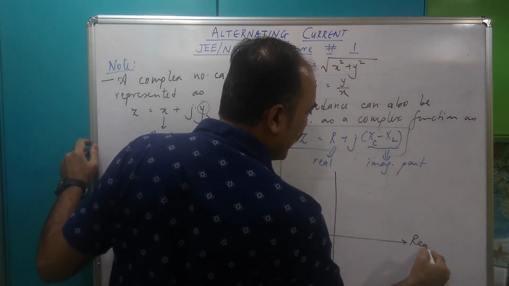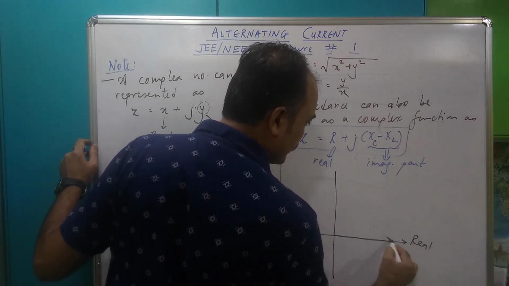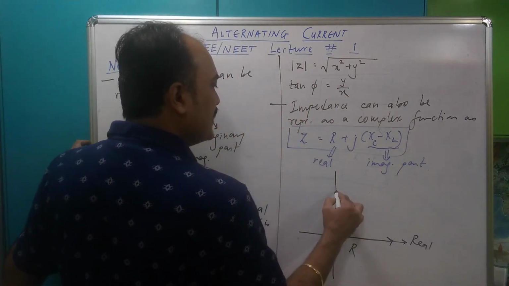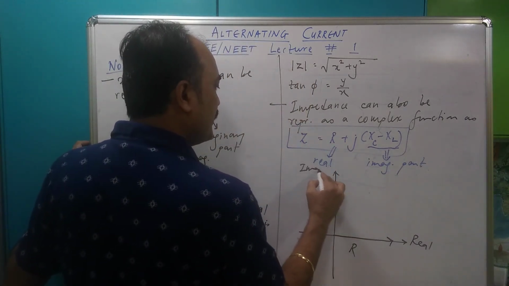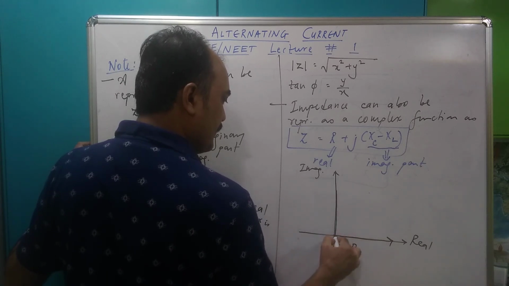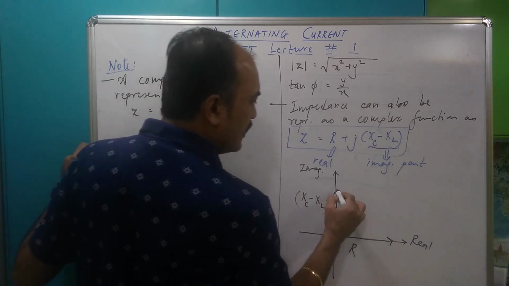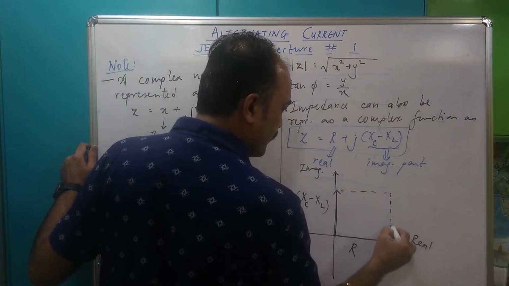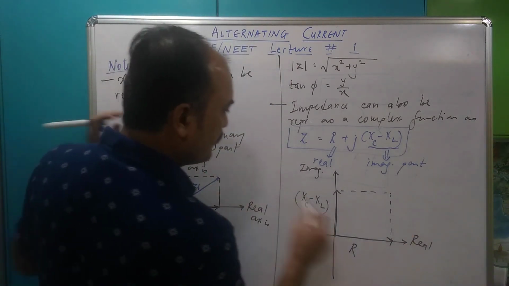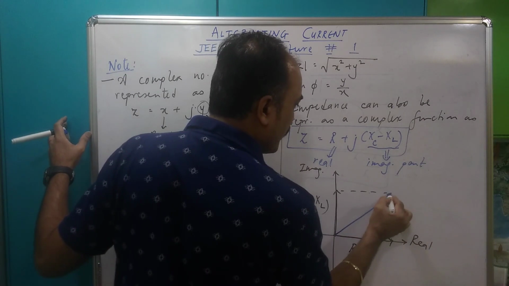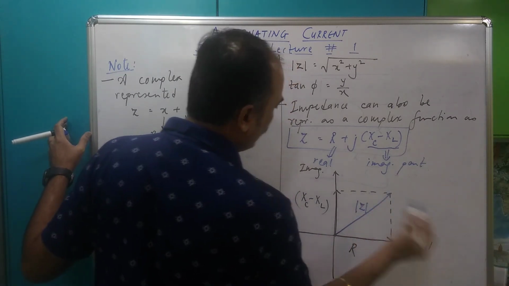On the real axis R will come, and on the imaginary axis, this is imaginary, this will be XC minus XL, and the meeting of these two, this is my Z. You can call it mod Z, you can call it Z, doesn't matter.